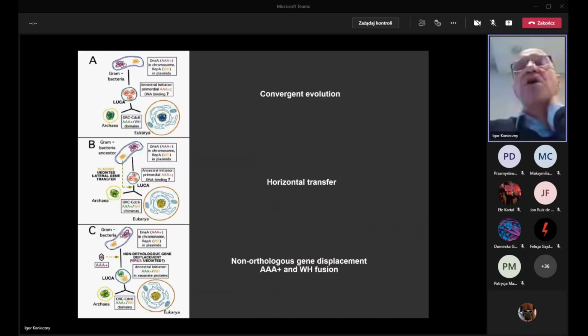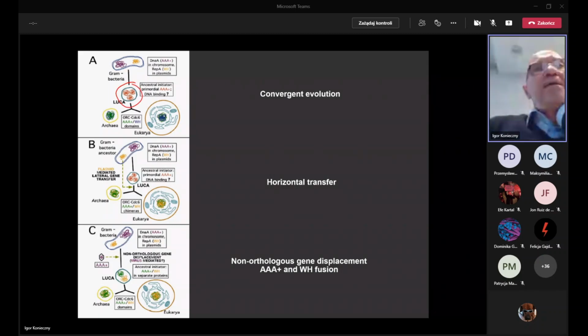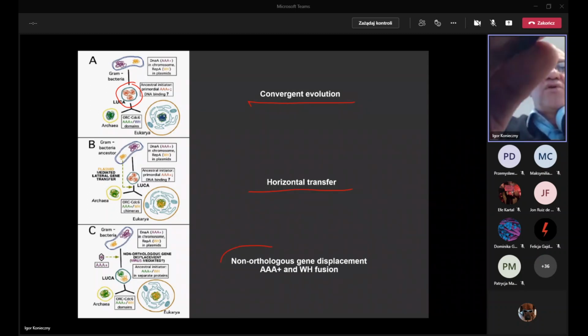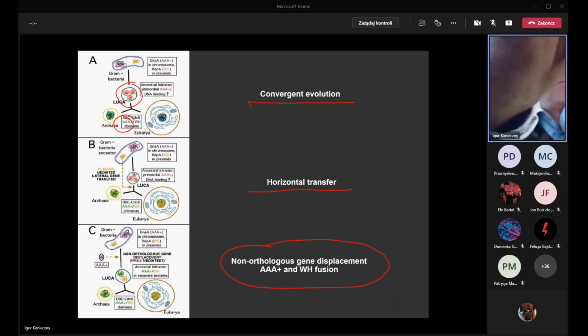And that was just different concepts of this, how it happened. And of course, everything is of this last ancestor, and this could be convergent evolution, horizontal transfer, or non-orthologous gene displacement of AAA plus and wing helix fusion domains. So actually this just tells you that the ancestor initiator primordial could contain primordial AAA plus domains, and Archaea would have AAA plus domains, and in gram negative bacteria it would be AAA plus domains and wing helix domains, and these wing helix domains would be fused in eukaryotic systems.